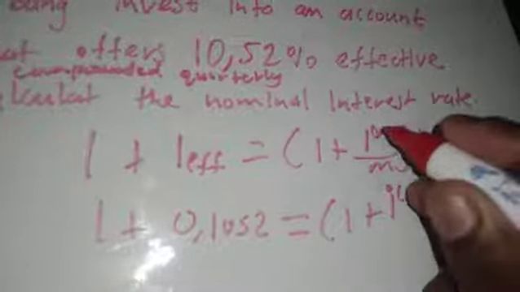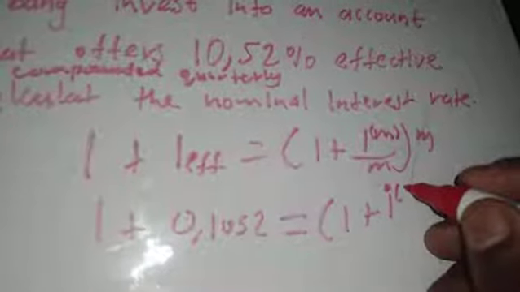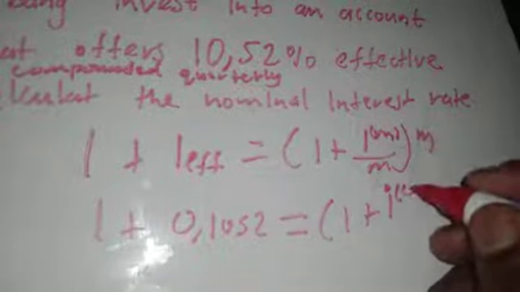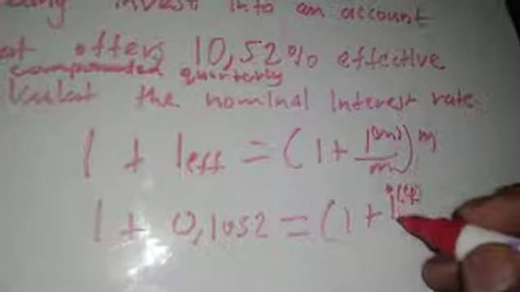In place of m, we'll put 4, because it's quarterly, but it doesn't mean it's to the power of 4. It's just a symbol, right? The whole thing is a symbol. It doesn't mean i to the power of 4. It means the whole thing represents the nominal interest rate.